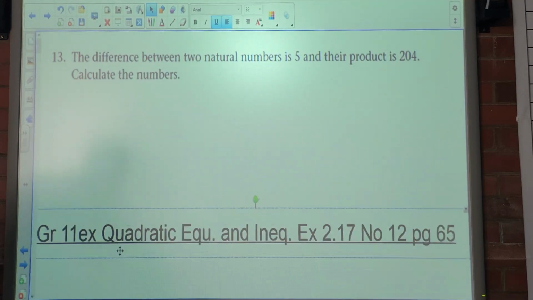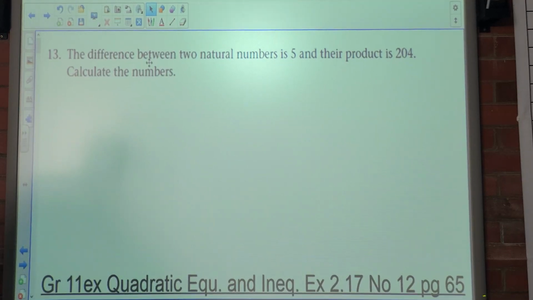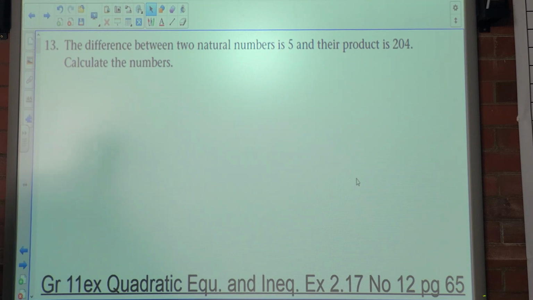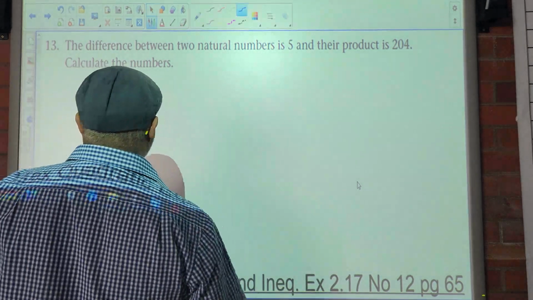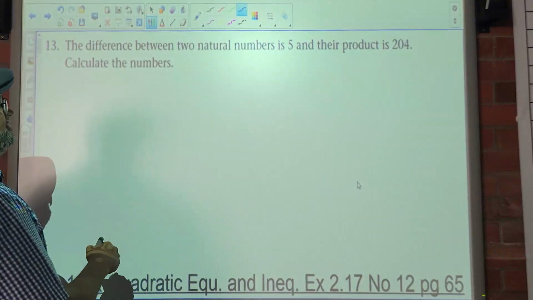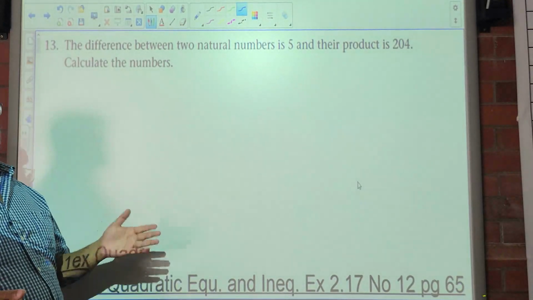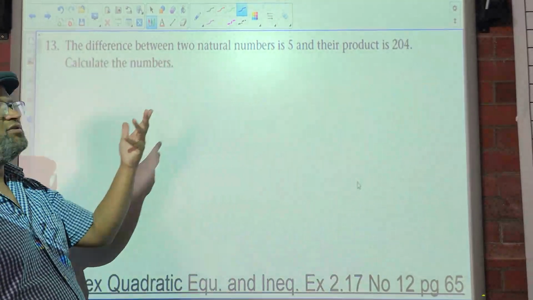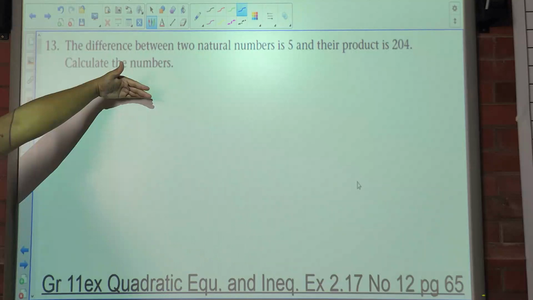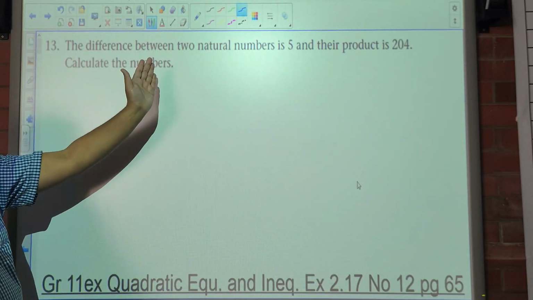Question number 13. The difference between two natural numbers is 5. People, what are natural numbers? Numbers like 1, 2, 3, 4, all the way to infinity. The difference between two natural numbers is 5. The product is 204. Calculate the numbers. People, if we let the first number be x, the second number can be y. So x plus y is 5, or x times y is 204. Or I could have said, if the first number is x, the next number is 5 minus x.